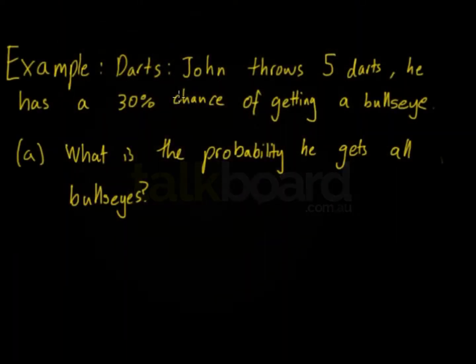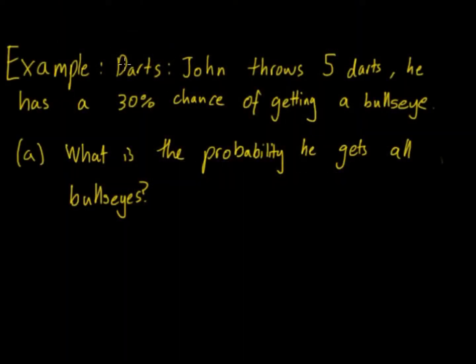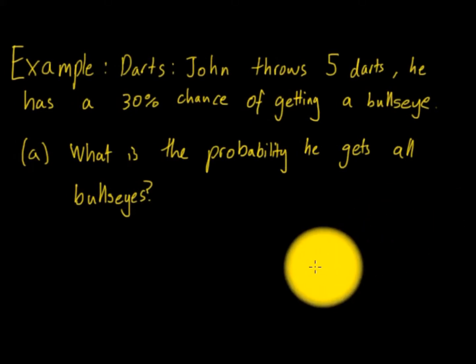In this video, we're going to go through an example of the binomial distribution. In this example, it's about darts, but it could relate to anything. These are the typical questions you could get, and it shows how the binomial distribution can help calculate different probability outcomes. So John throws 5 darts.